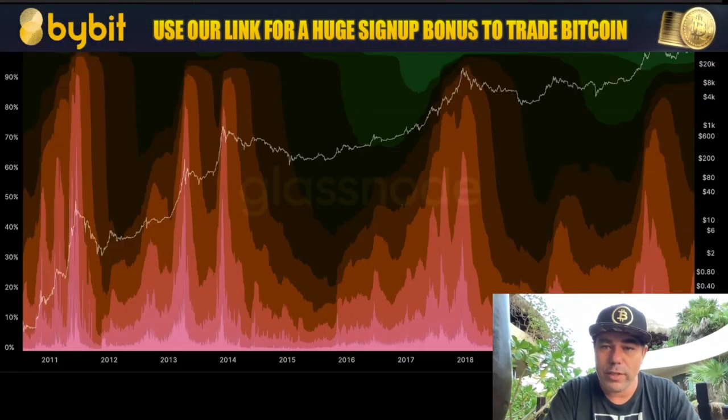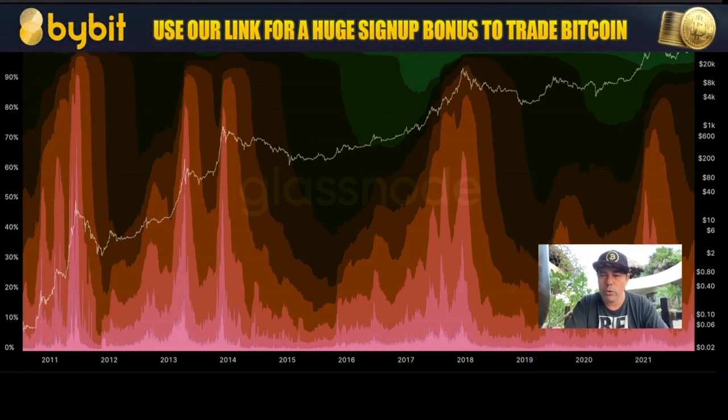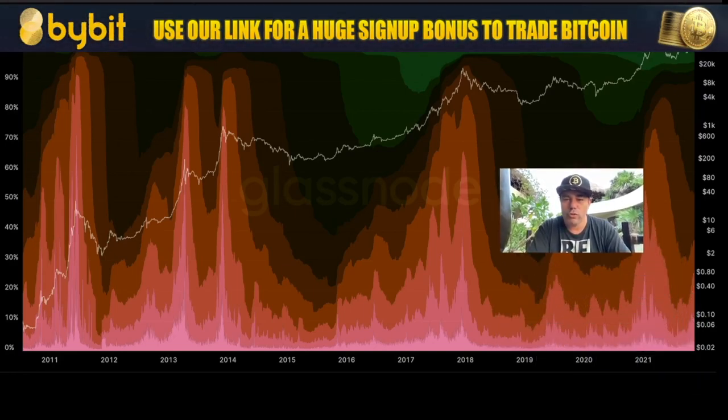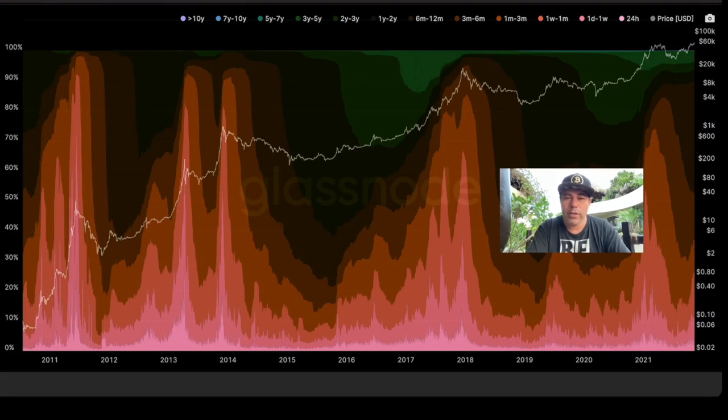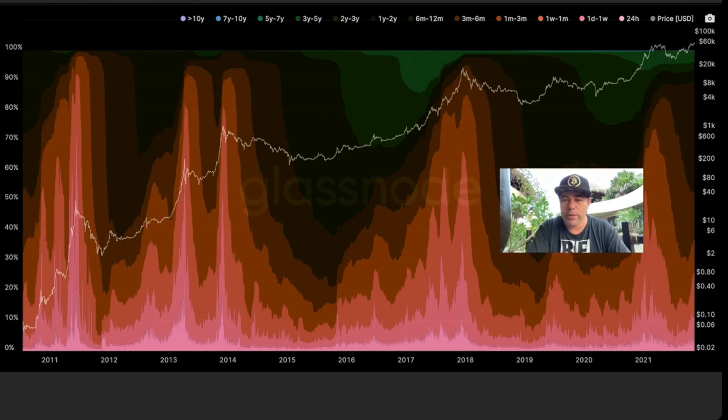This is the first one, guys. The Bitcoin HODL waves. This one just shows you how many people at the moment are HODLing Bitcoins, and for how long they have been HODLing. Hope you understand what I'm saying. It's not really clear, but I hope you do.